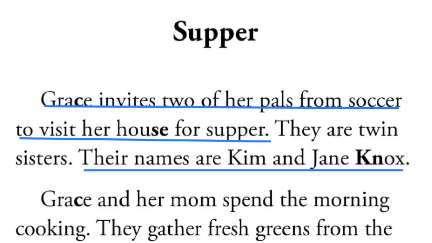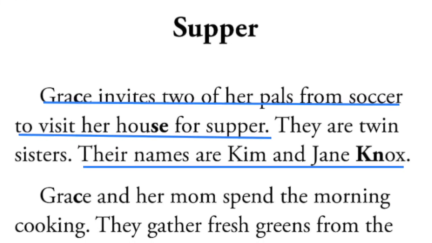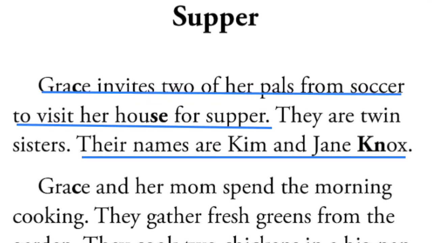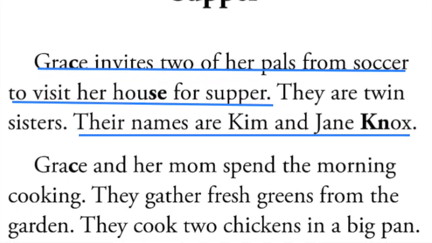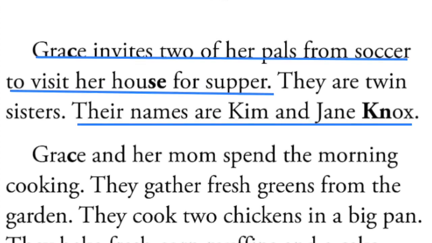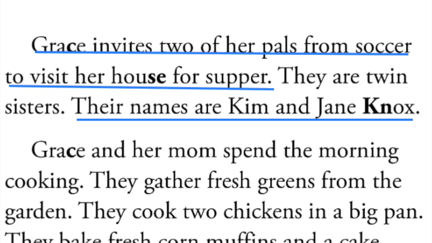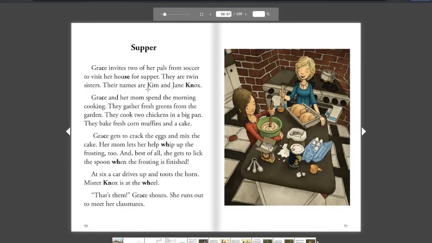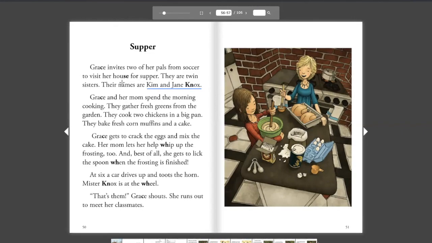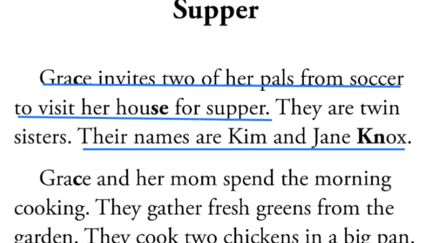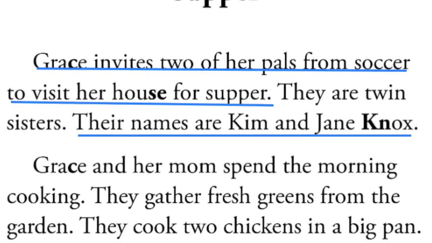Aha! It looks like I found some evidence. Kim and Jane Knox are coming over to Grace's house for supper. If you got that answer, kiss your brain.